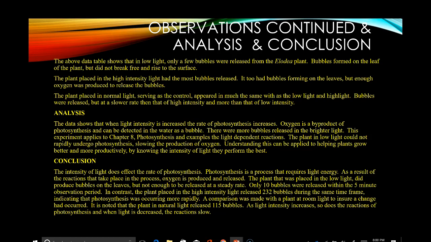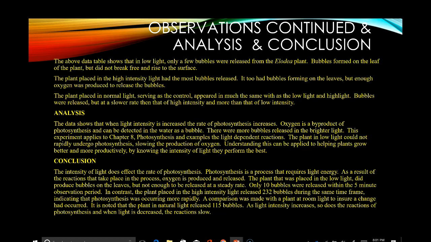The above data table shows that in low light, only a few bubbles were released from the Elodea plant. Bubbles formed on the leaf of the plant but did not break free and rise to the surface. It's just a description. The plant placed in the high-intensity light had the most bubbles released. It too had bubbles forming on the leaves, but enough oxygen was produced to release the bubbles. And then the plant placed in normal light, serving as the control, appeared in much the same way as the low light and high light. Bubbles were released, but at a slower rate than that of the high intensity and more than that of the low intensity. So it's just a simple explanation of that data.